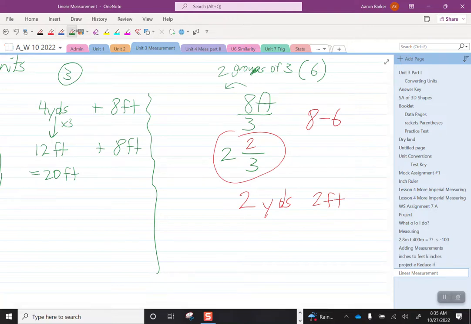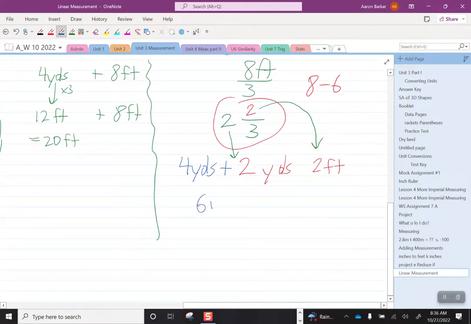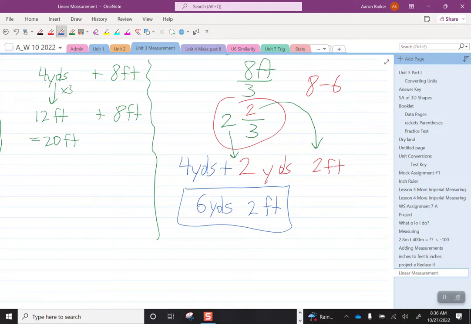Okay. So this whole number is the number of yards. This number is how many feet remain. That's the crazy part. So if we're adding it to the original 4 yards, what would we have when we're done? 6 yards and 2 feet. We can't combine the feet into the yards. We just leave it as 2 feet. And that's the more intense part of the imperial system, the hardest type of question.